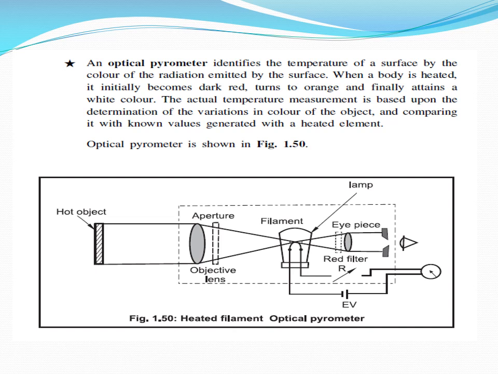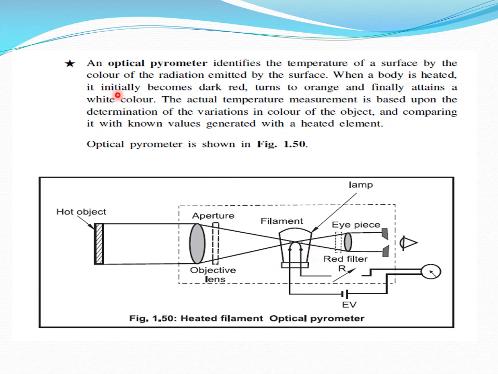Now we'll go for another type of temperature measurement device called the optical pyrometer. Here the detection is of the surface color. As the temperature of a surface changes, the color of the emitted radiation also keeps on changing. This is what we want to measure. As the temperature keeps on increasing, the color keeps on changing. You can detect that using an eyepiece. This is what the schematic represents.